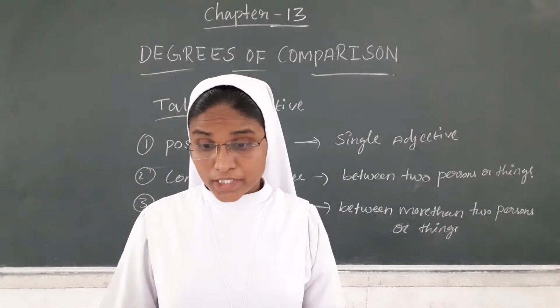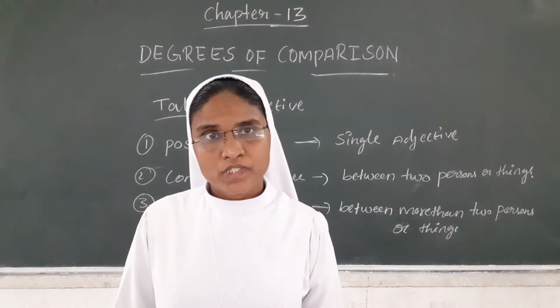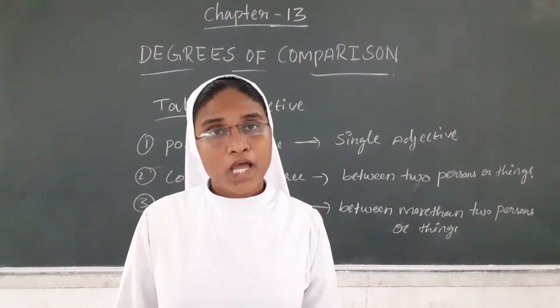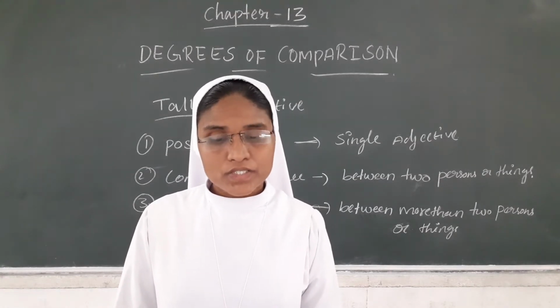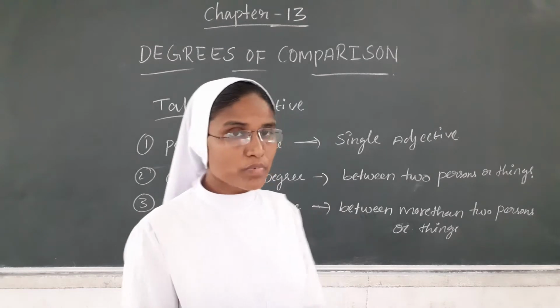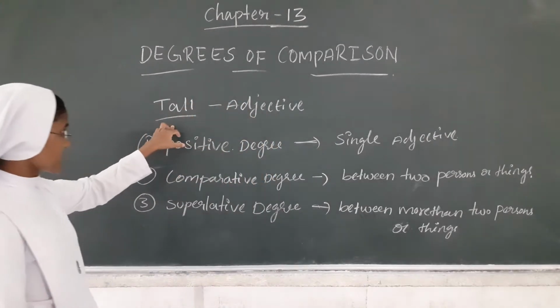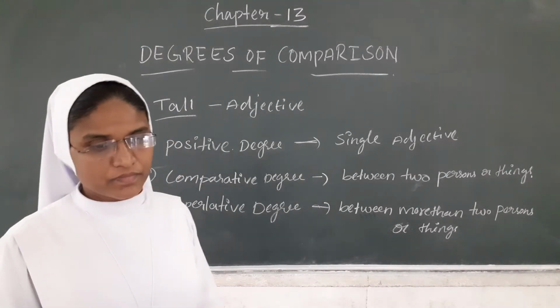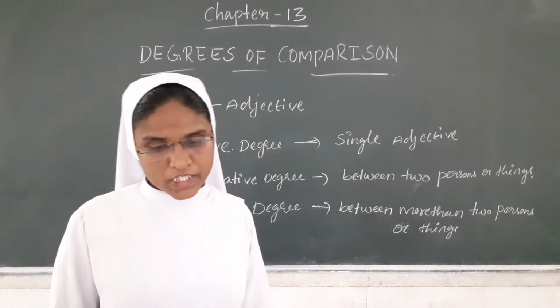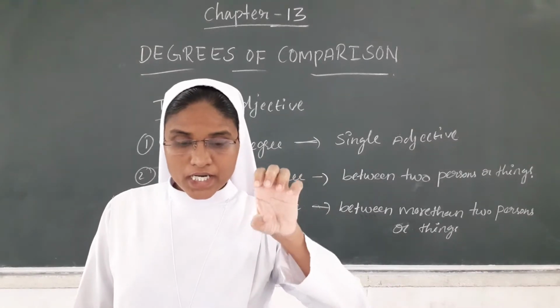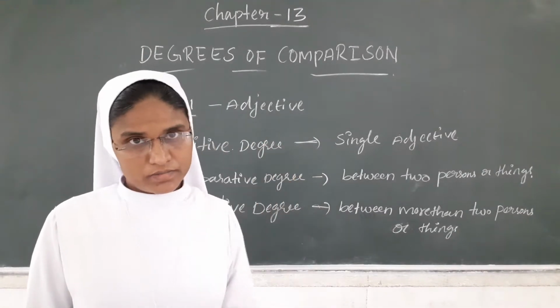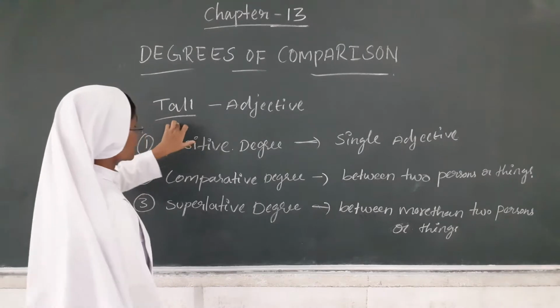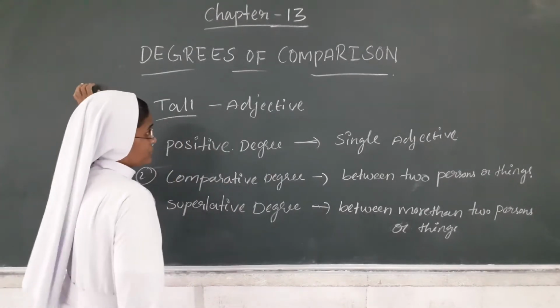Adjectives have 3 degrees of comparison. For example, here I have taken the adjective "tall." You see page number 49. The first one: Sarala is a tall girl. Here "tall" is an adjective.